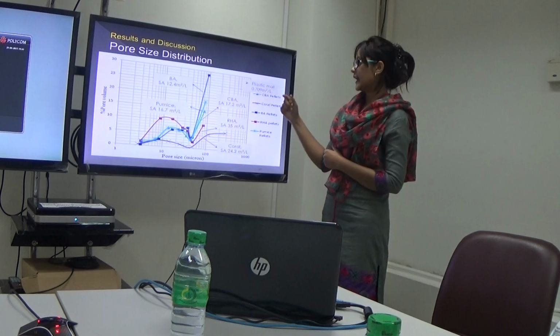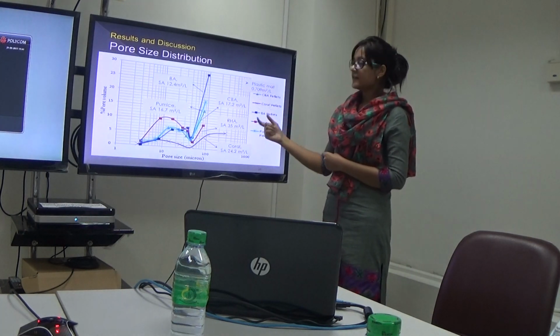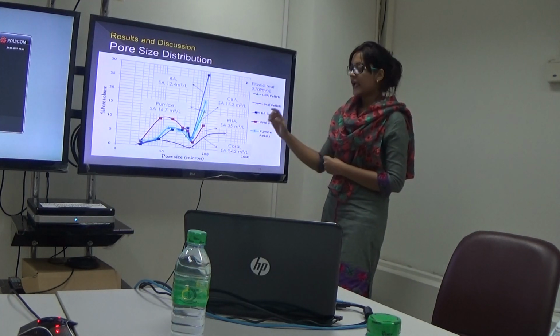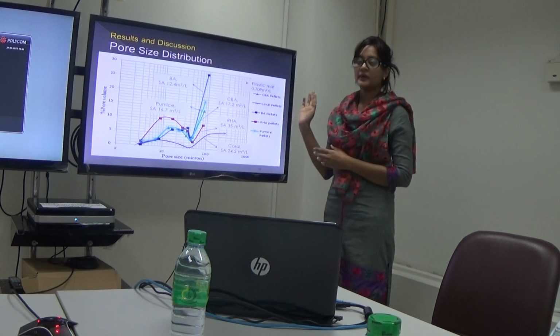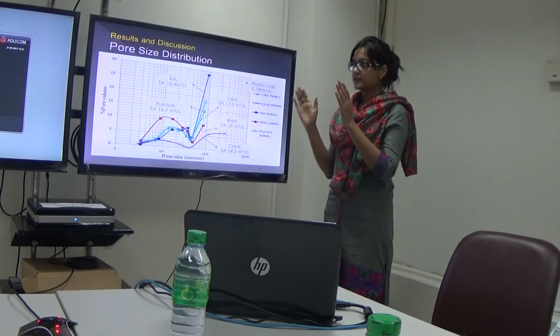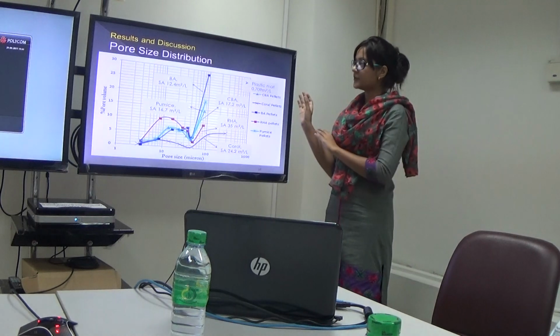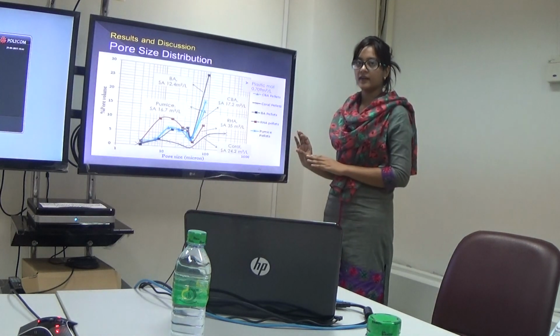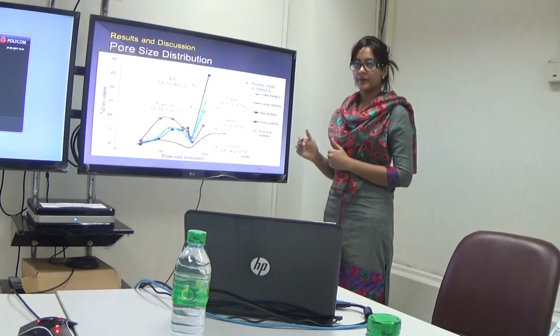And we also calculate the surface area. We cannot calculate the pore size of plastic media from this calculation because the plastic media shape and everything is different. But we used it just to compare.